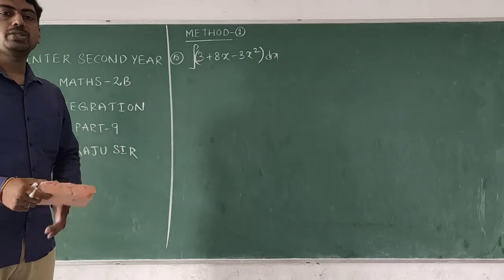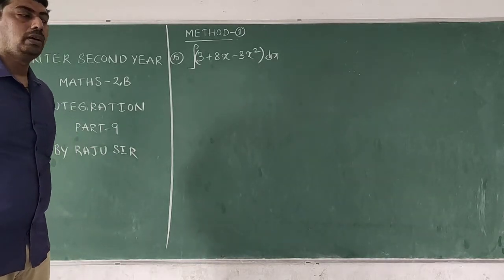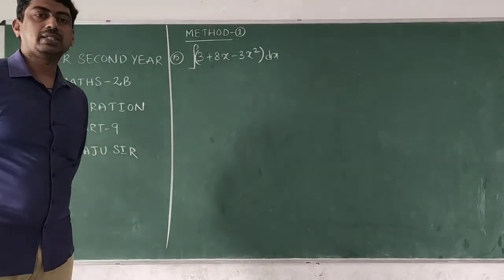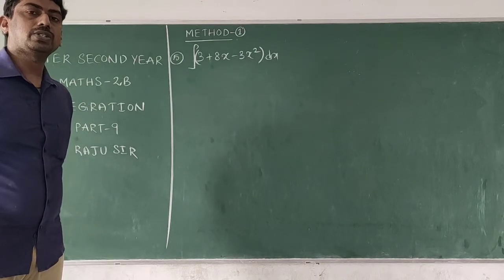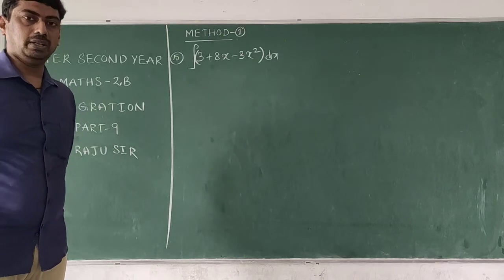Intermediate second year maths, integration topic, part 9. Up to part 8 completed. In part 8, which was the last class, we discussed the methods. In methods, first the introduction was given, and in that, 4 problems were completed.